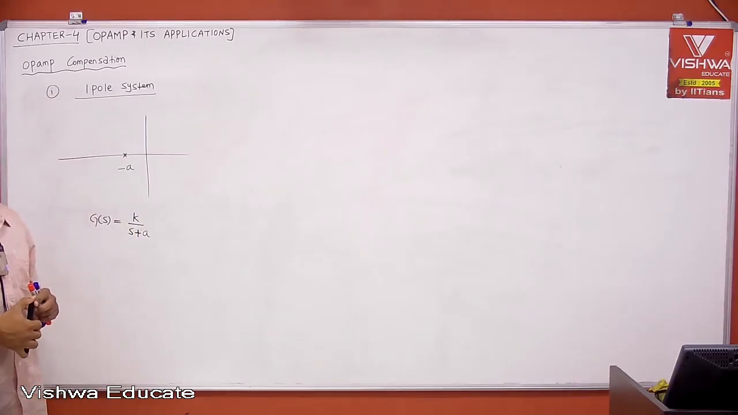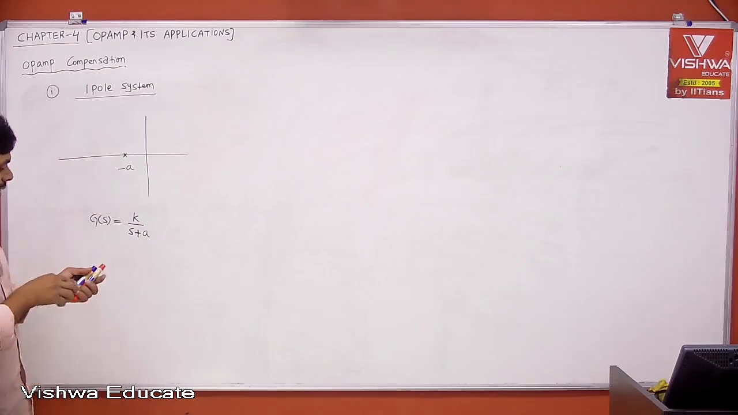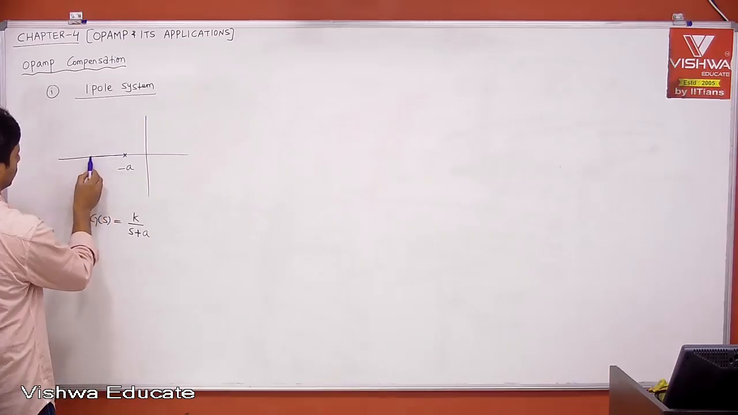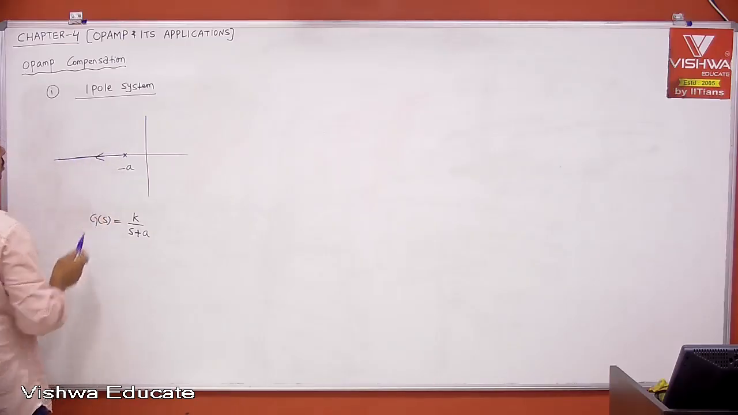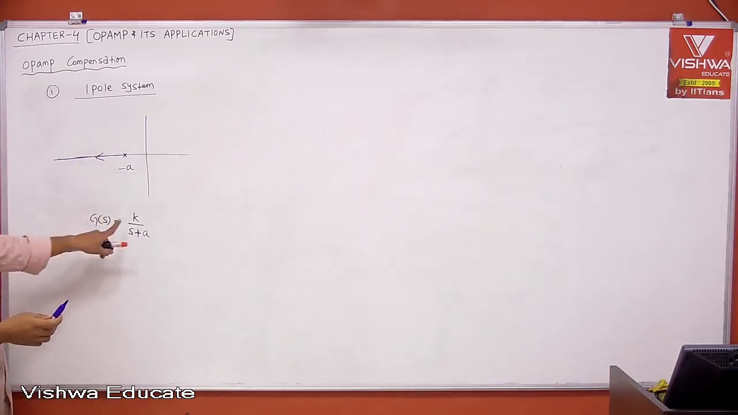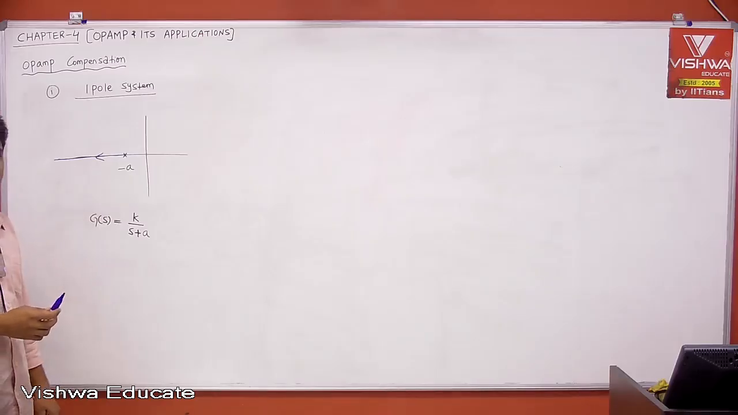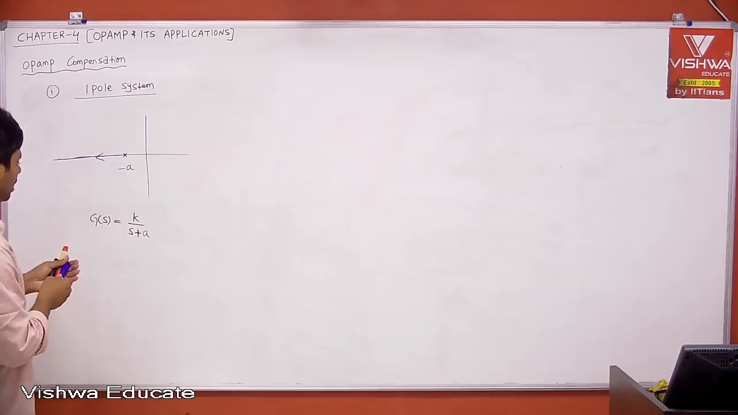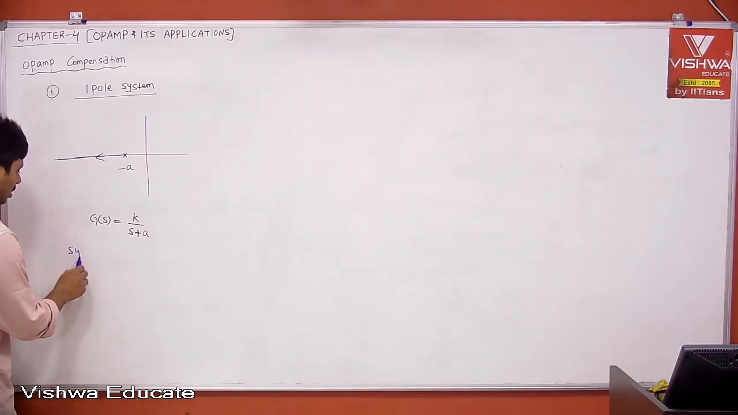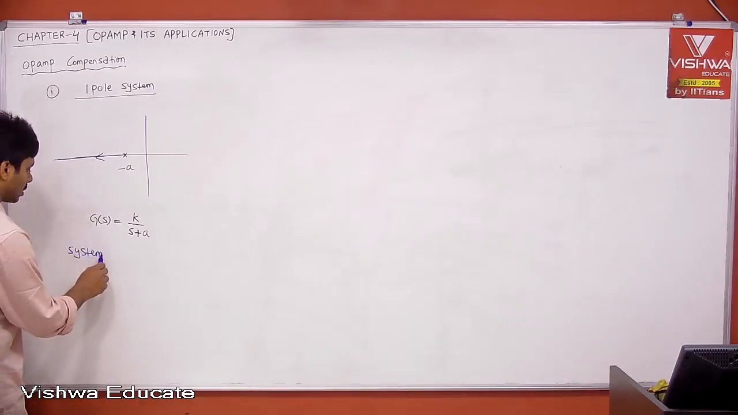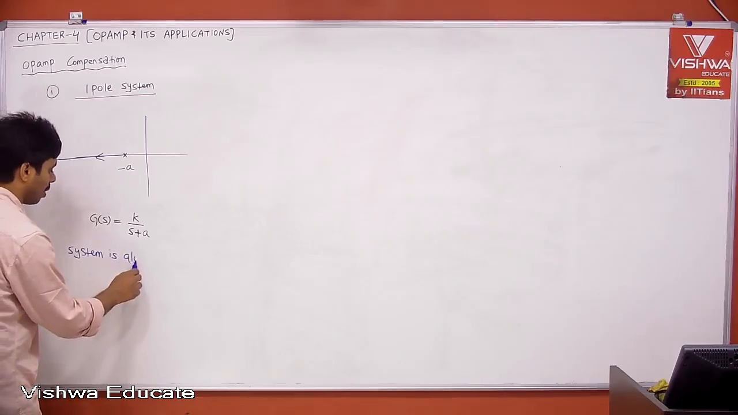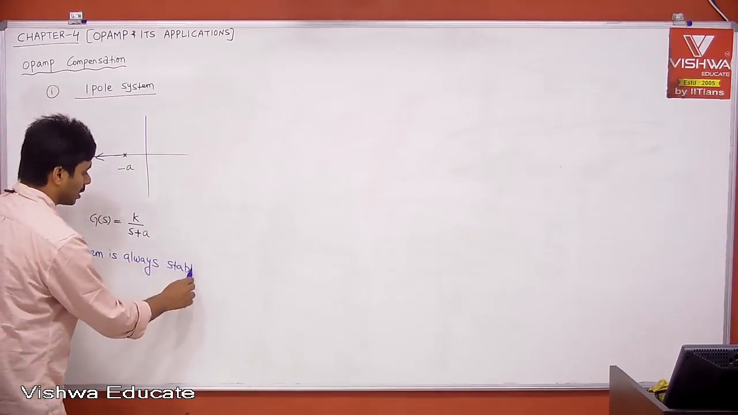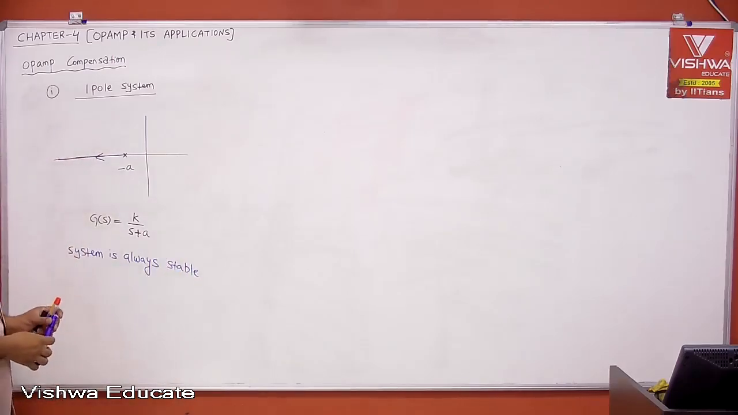The closed loop system poles should always be located in the left half of the S plane. When you draw the root locus, the closed loop system's poles, when K is varying from minimum to maximum, are all located in the left half of the S plane. Therefore, I can say the system is always stable. What does it mean? A one pole system is always stable. Can I say that? Take it.